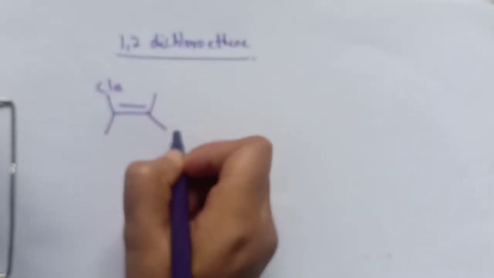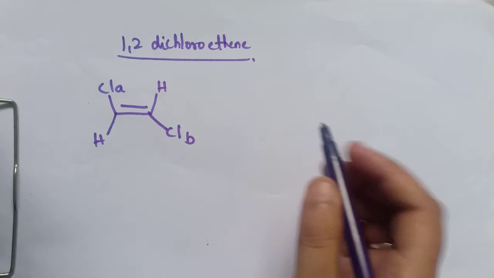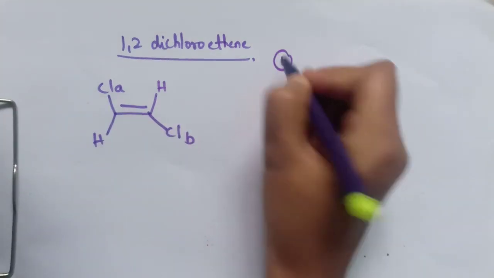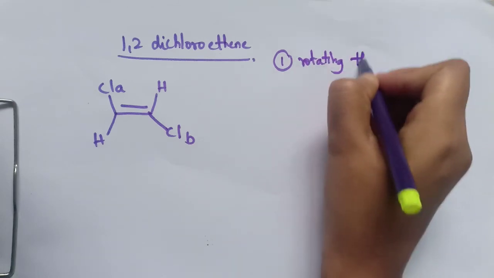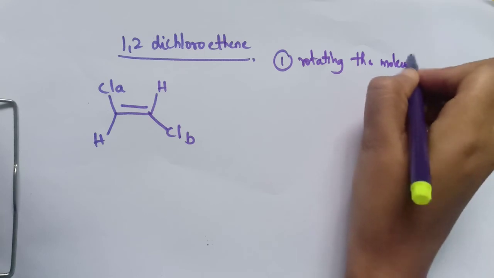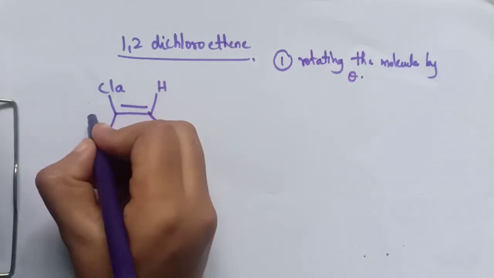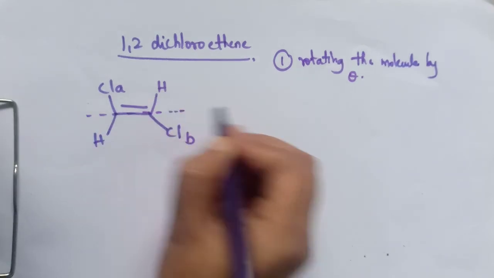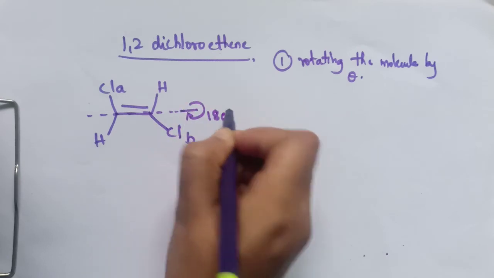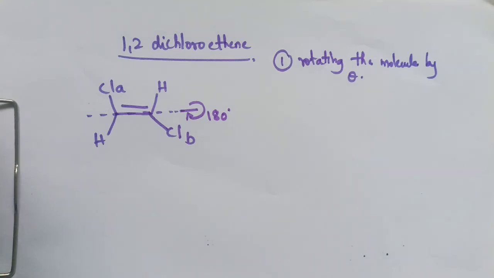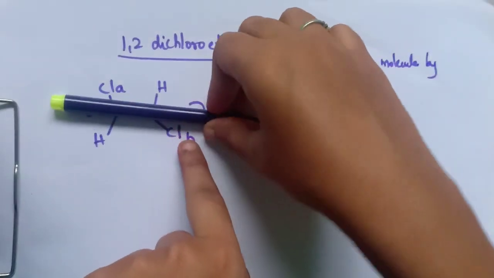It is Cla, it is Clb. These are H atoms. First, the first step is rotating the molecule by some angle theta. Now let's pass a plane here, and rotate the molecule by 180 degrees. So we have placed a plane here and we are rotating the molecule like this.